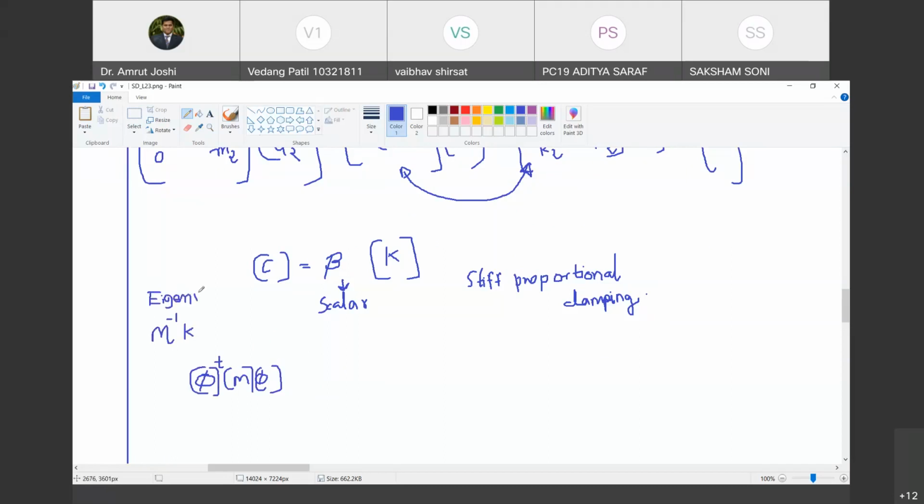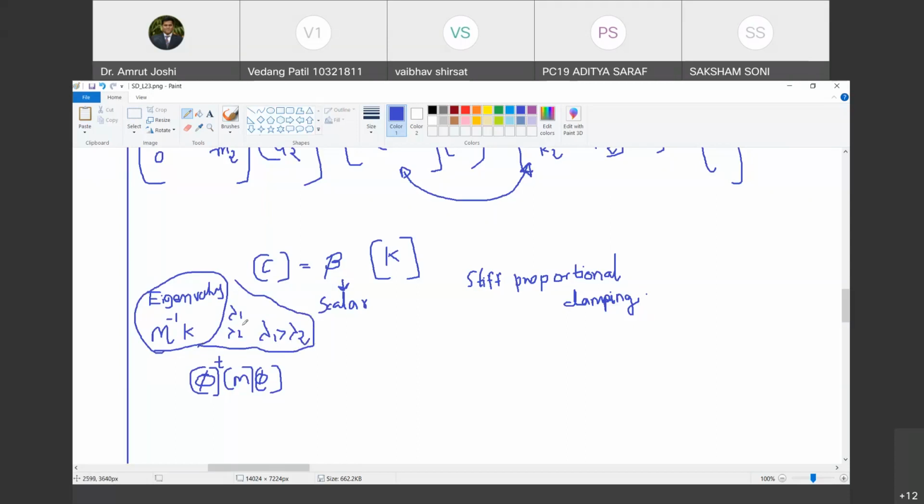Eigenvalues. And then we arrange these eigenvalues in ascending form, so lambda 1, lambda 2, lambda 3, and so on and so forth. The smallest eigenvalue is lambda 1.